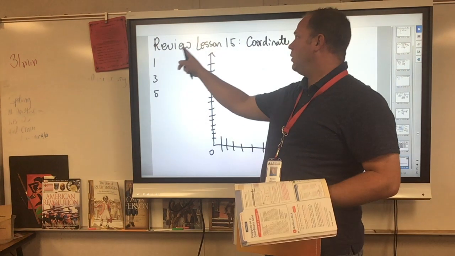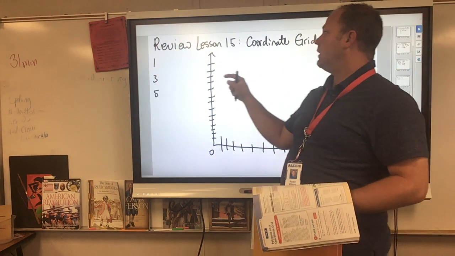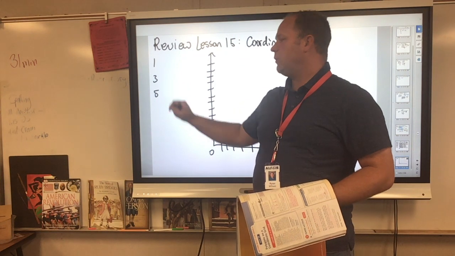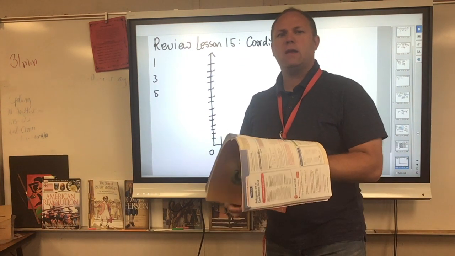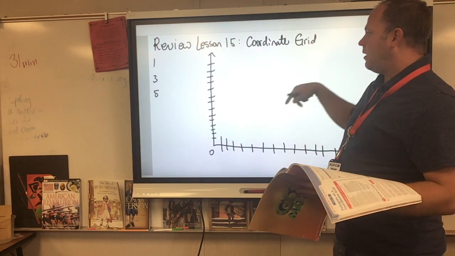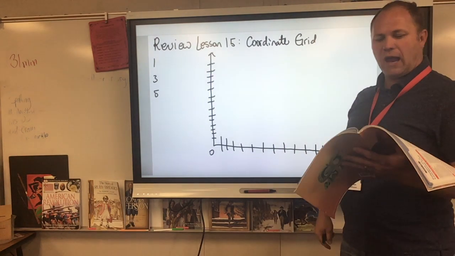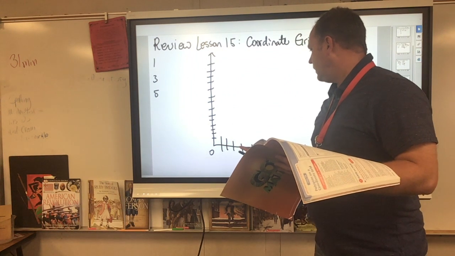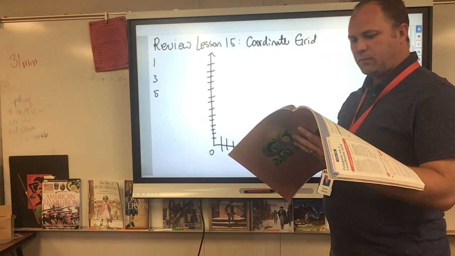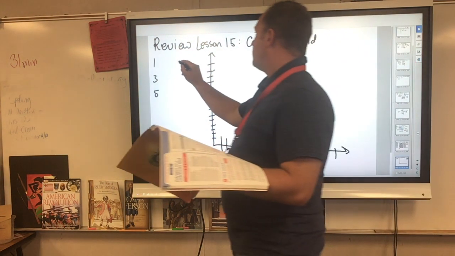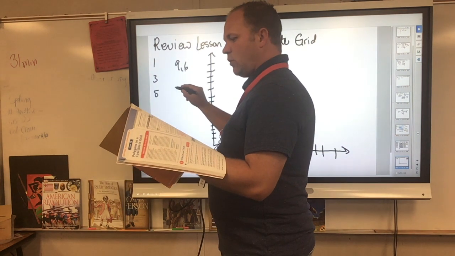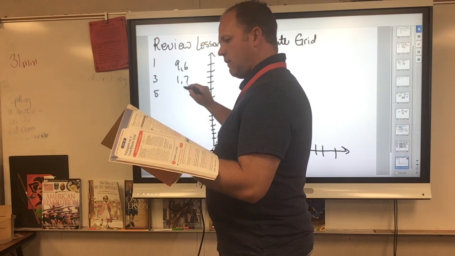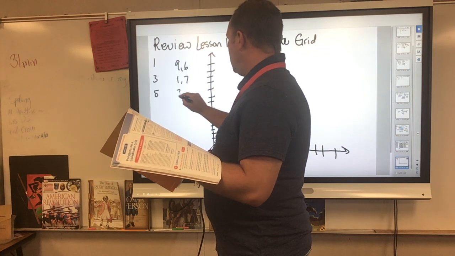All right, here we go. We're going to do review lesson 15, coordinate grid, questions 1, 3, and 5. Let's start with 1. Now I did a modified grid. Instead of putting all the grids, I'm just going to use the number hash lines. So there it is, 9. It wants me to go out 9. Let's put the coordinate grids on the board real quick, just to make it easy. So remember, 9 and 6, those are the ordered pairs. 1 and 7, and 3 and 1.